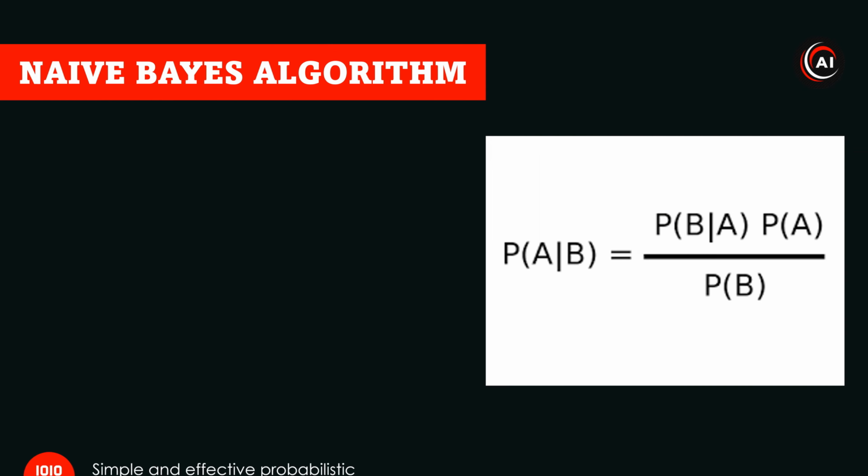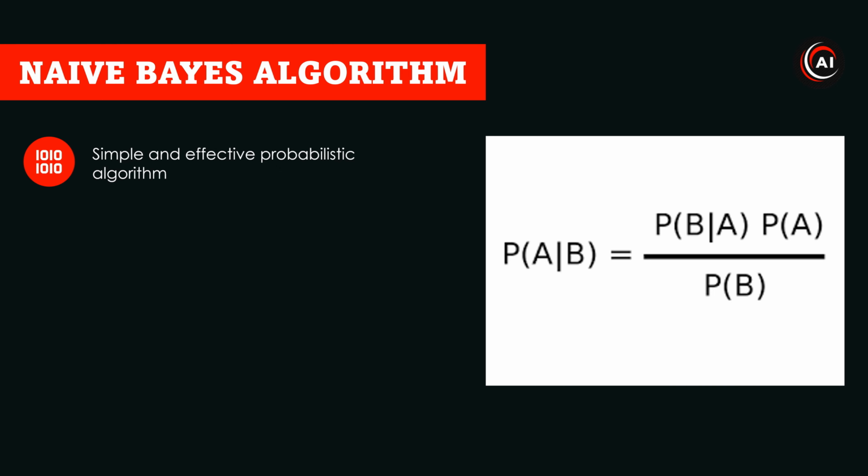The algorithm is a simple and effective probabilistic classification algorithm that is based on Bayes' theorem. The algorithm assumes that the features or attributes of the data are conditionally independent of each other given the class, which is where the naive in naive Bayes comes from. This means that the algorithm assumes that the presence or absence of one feature has no effect on the presence or absence of another feature.